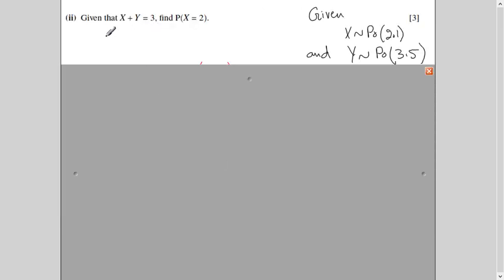The second part of the question is a little tricky. Given that x plus y equals 3, find the probability of x equals 2. Whenever it says given that, it reminds us of conditional probability. So now, if x plus y is equal to 3 and x is equal to 2, what does it mean?